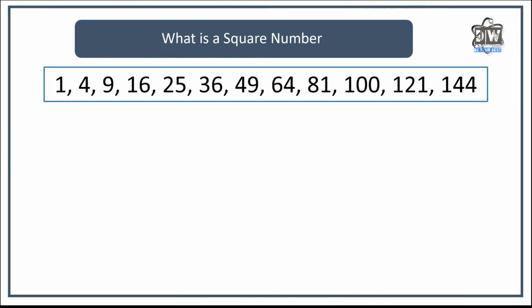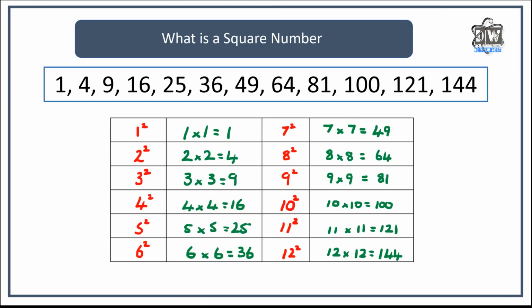So let's have a look at some information here. This is how it works. When we talk about being squared, we can write it as 1 to the power of 2, and that equals 1 times 1 equals 1. 2 to the power of 2 is 2 times 2 equals 4, and we can see how that all goes.